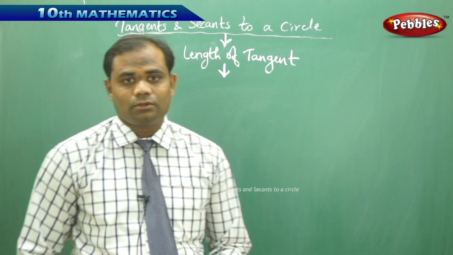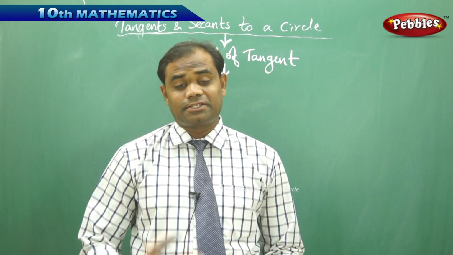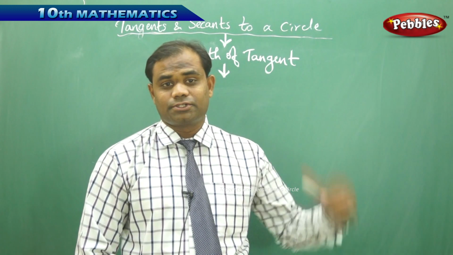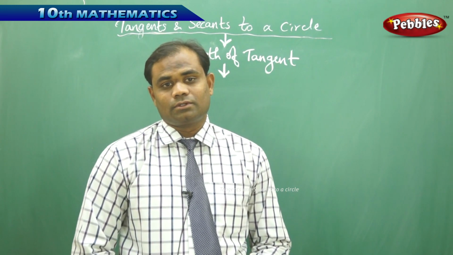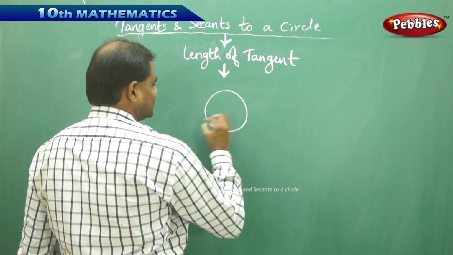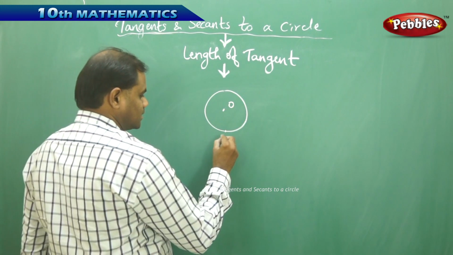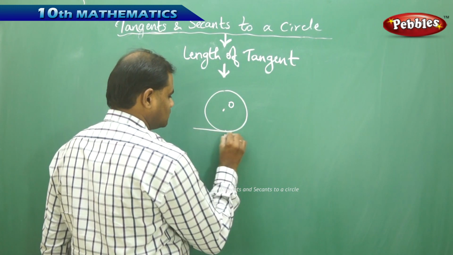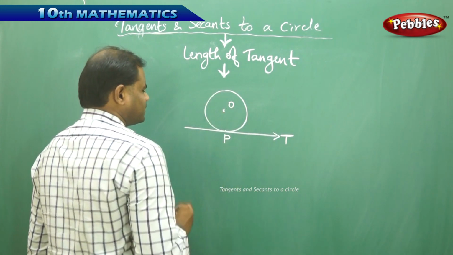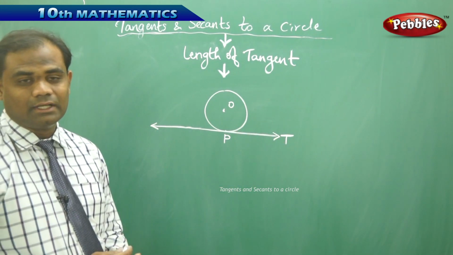Length of tangent. What do we mean by the length of tangent for a circle? Because a tangent is a line which extends infinitely on the left and the right. So what we mean by length of tangent is the biggest challenge of the question. To start with, let's take a diagram. I take a circle with center O and say I have my tangent at the point P. Now, suppose this tangent extends infinitely on the right and left.